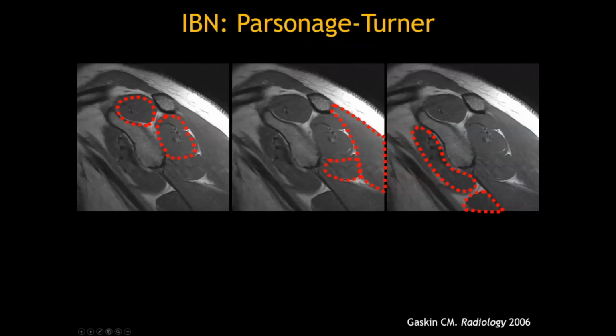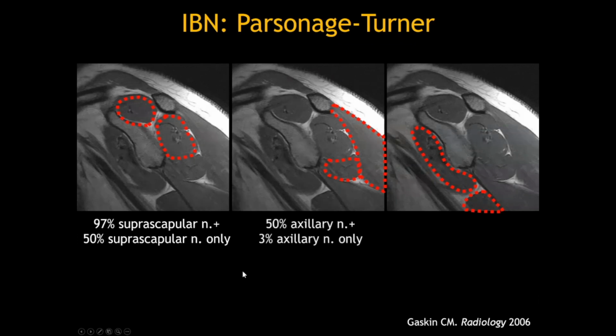What does Parsonage-Turner syndrome affect? Well, primarily it tends to affect the suprascapular nerve in 97% of cases. In about half of those cases, the suprascapular nerve is the only nerve to be affected, but in the other half of those cases, another nerve is affected in addition to the suprascapular nerve.